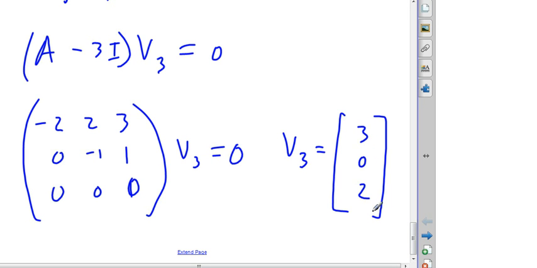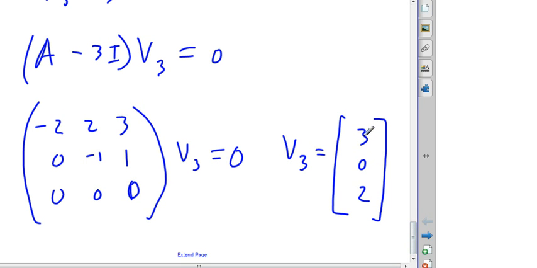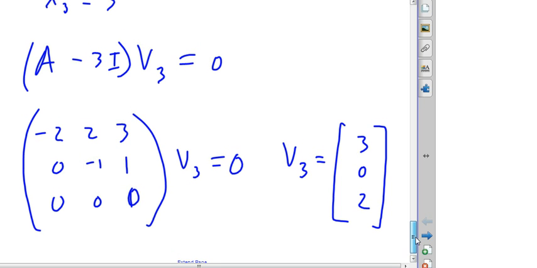Clearly, the eigenvectors can be any multiple of those numbers. We picked the easiest one. So we wouldn't pick 1, 0, 2 over 3, for example, though that would be perfectly okay to pick. Okay, so that's how I would find an eigenvector and an eigenvalue.